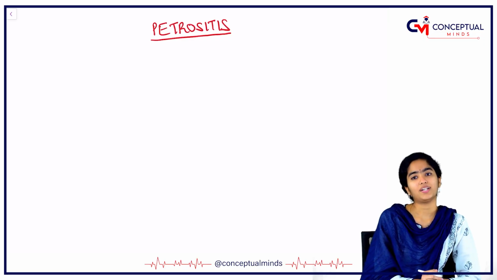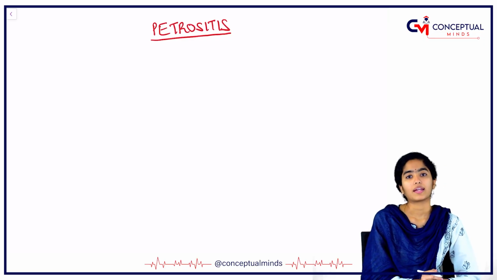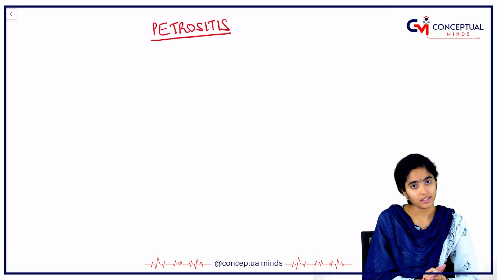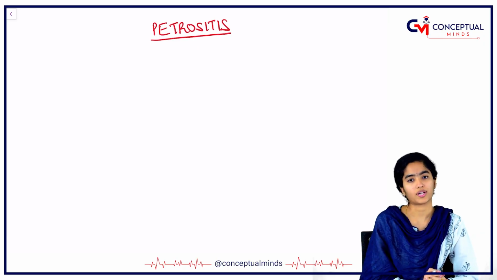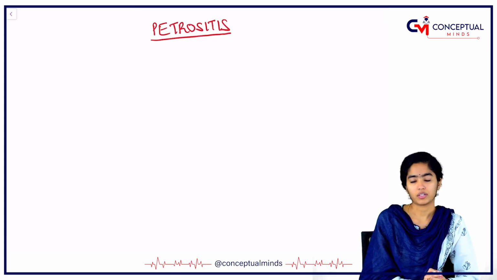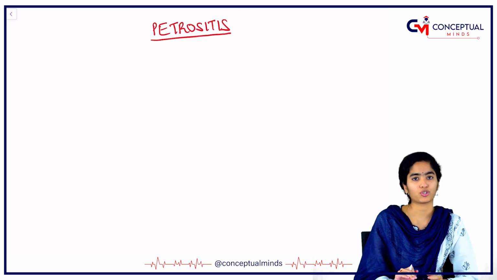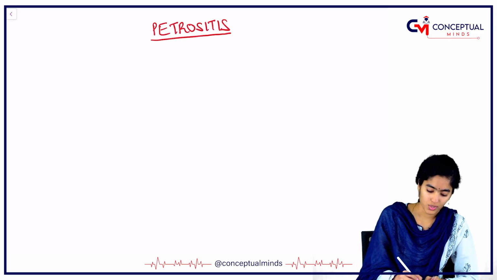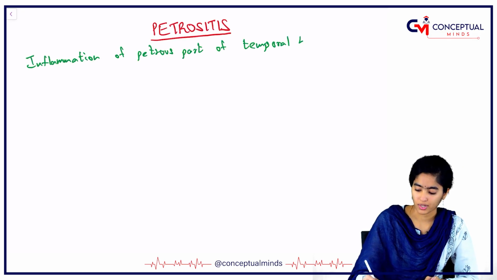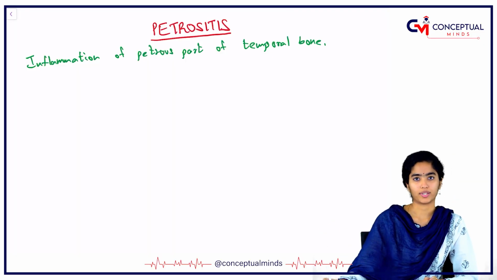is called as petrositis. Now it can follow acute mastoiditis or latent mastoiditis, or even it can occur as a direct complication of chronic suppurative otitis media. Repeat. It can follow coalescent mastoiditis or latent mastoiditis, or it may occur as a direct complication of suppurative otitis media, that is your petrositis. Petrous part of temporal bone is inflamed.